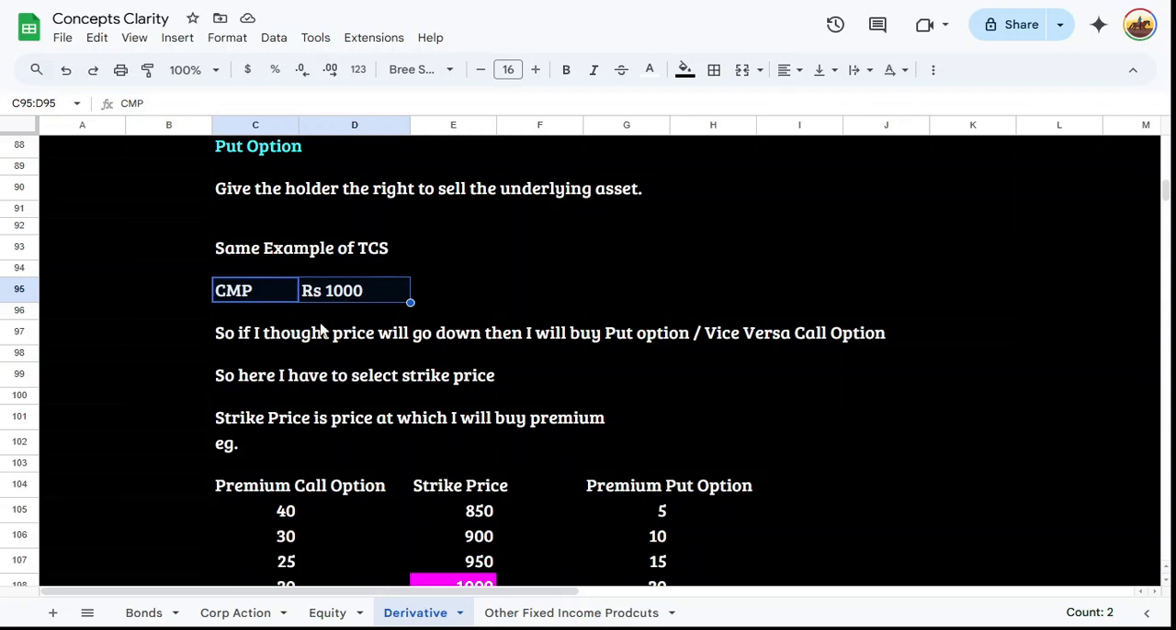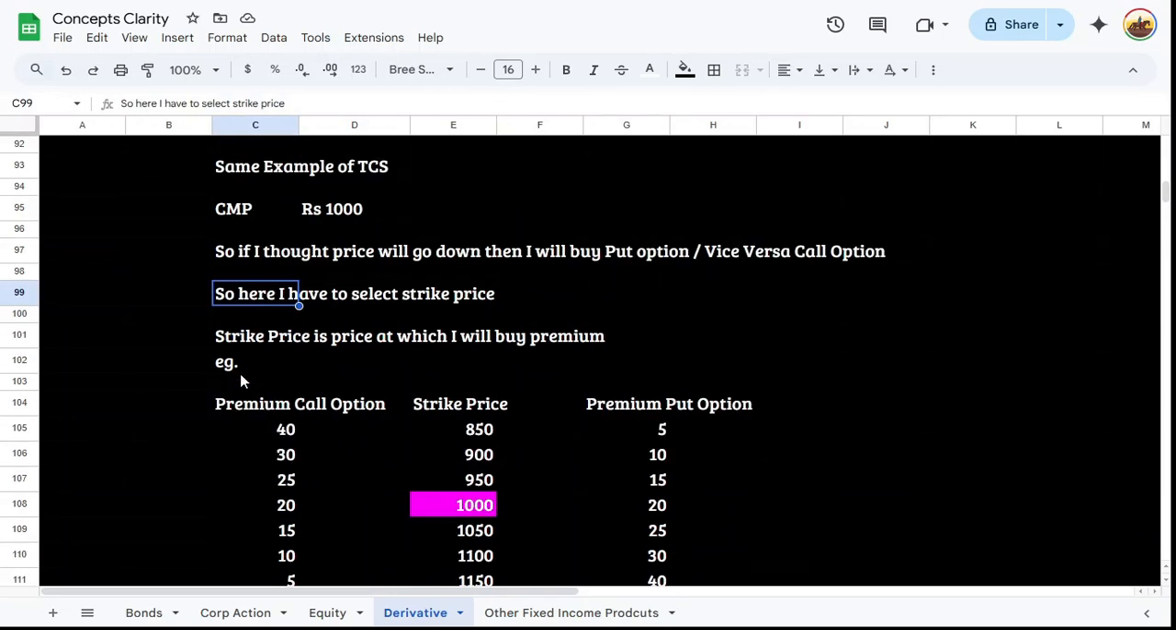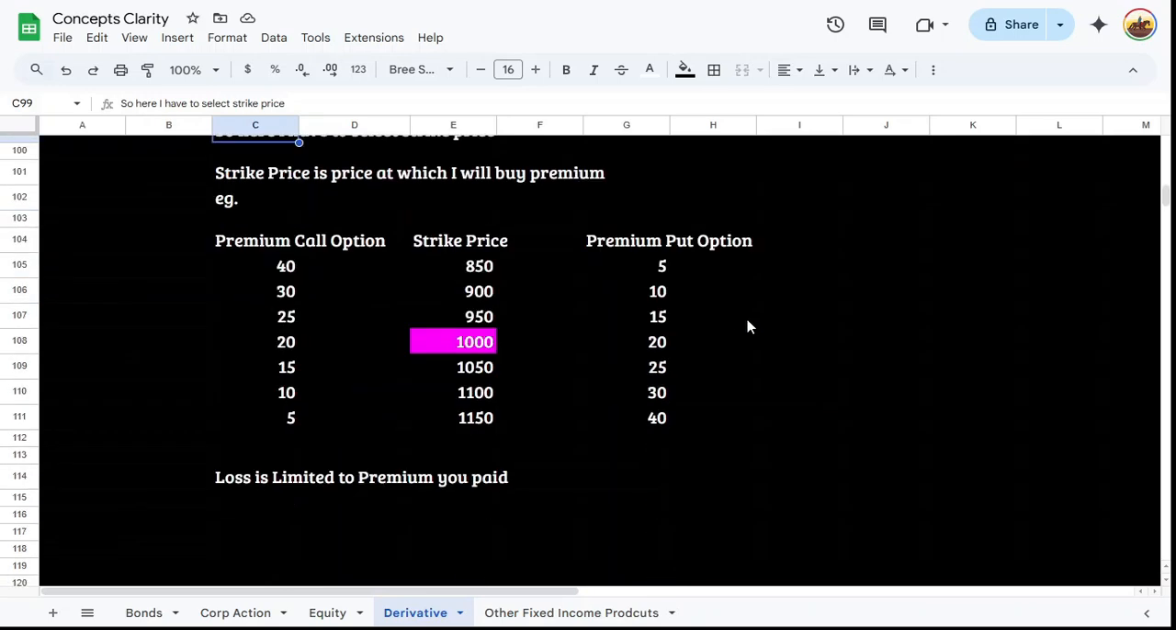The current market price is this. If I think it is going to fall, then I will buy the put option. Or if I assume that it will go up, then I will buy the call option. Because in futures, we can buy at that price. There is only one price, that price we can buy.